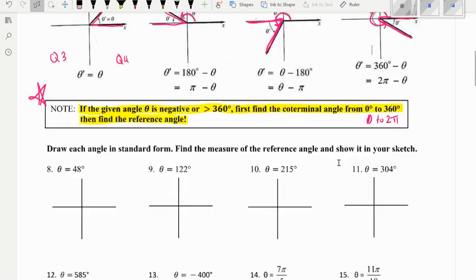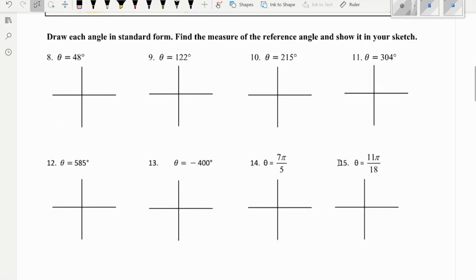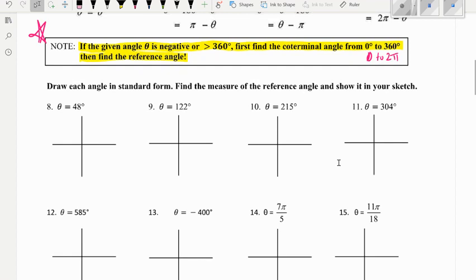So let's go ahead and just look at some of these. For the first ones, it says draw each angle in standard form, then find the measure of the reference angle. So for this, 48 degrees would be somewhere about here. So this right here would be the angle drawn in standard position. Because we're in quadrant 1, theta is equal to the reference angle theta prime, which is equal to 48 degrees.